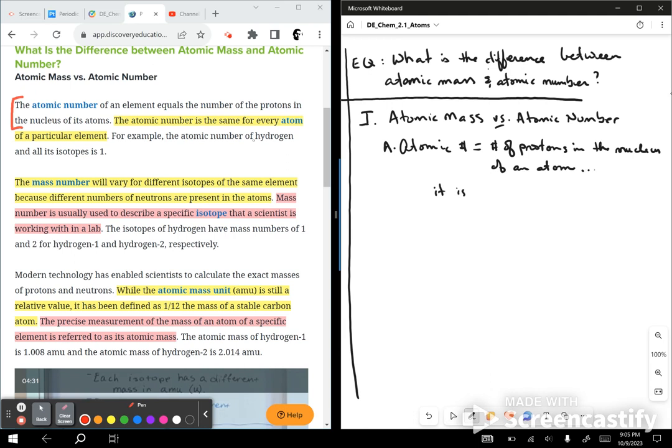It is the same number regardless of the isotope. Right? You could have hydrogen 1, hydrogen 2, hydrogen 3. They're all going to have 1 proton. You could have carbon 12, carbon 14. They're all going to have 6 protons for the atomic number. Okay? It does not change.